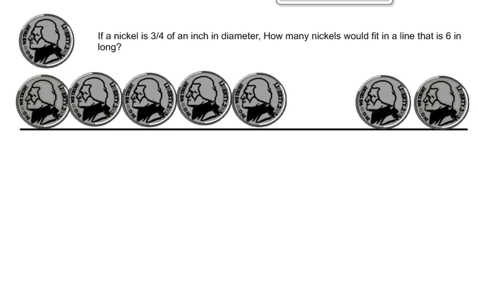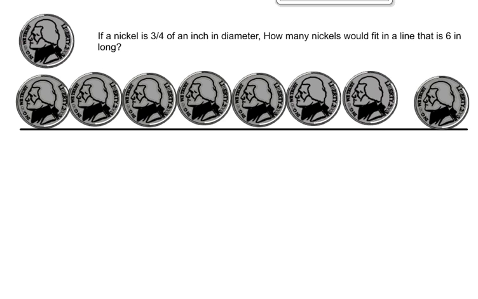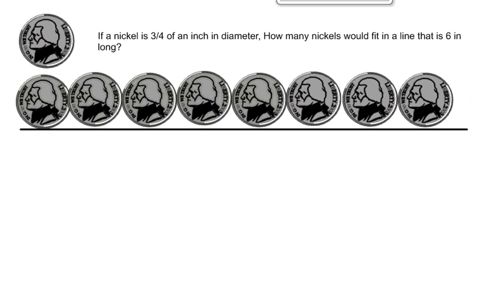and quickly you're going to see that there are, my spacing probably isn't that good, probably doesn't quite line up with my line. But on average, as you look at this, there should be about 8 nickels that would fit in a line that's 6 inches long, especially if it's 3/4 of an inch. Okay, that's what our picture shows. However, we can do this using division.